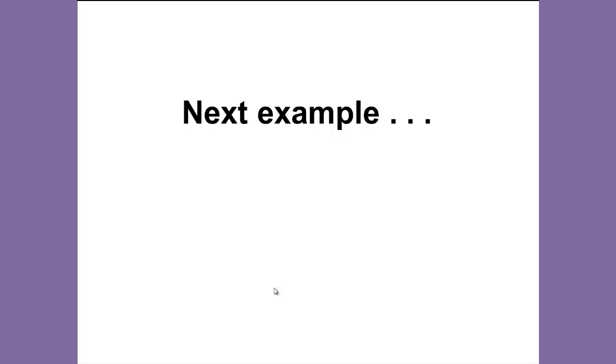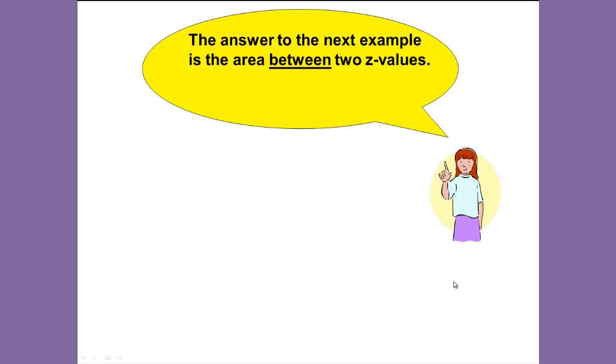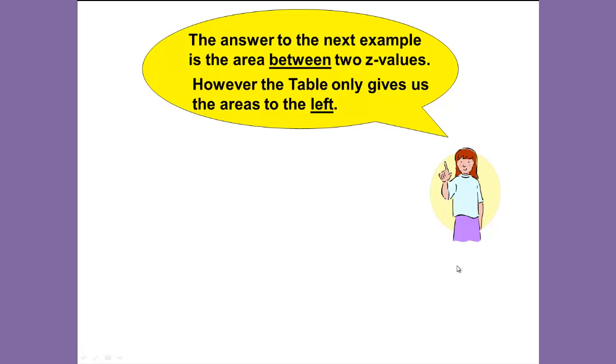In our next example, we have the third type of inequality. In parts 1 and 2 of this series, we have covered less than and greater than, and we now have done those two types. The only option left for us is to find the values in between two z-scores. The answer to the next example is the area between two z-scores. However, the table only gives us the area to the left.